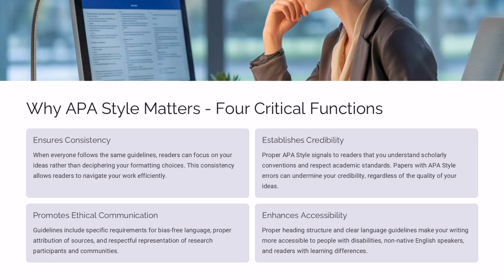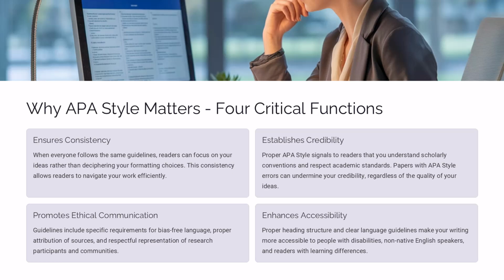Second, APA style establishes credibility and demonstrates professional competence. Proper APA style signals to readers that you understand scholarly conventions and respect academic standards. When you submit a paper with perfect APA formatting, you're communicating that you're serious about your work and committed to professional excellence. Conversely, papers with APA style errors can undermine your credibility regardless of the quality of your ideas. Readers may question your attention to detail, your understanding of academic standards, or your commitment to scholarly rigor.